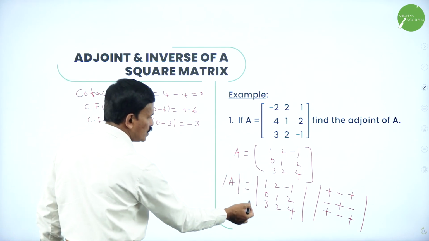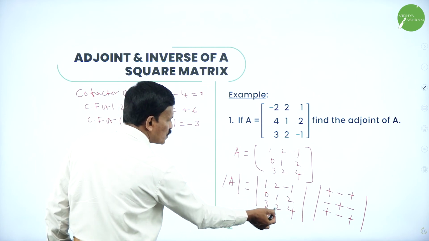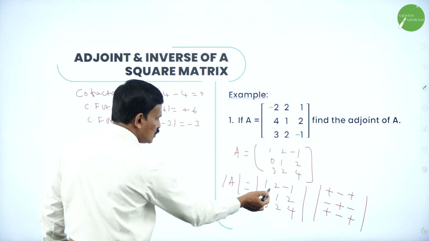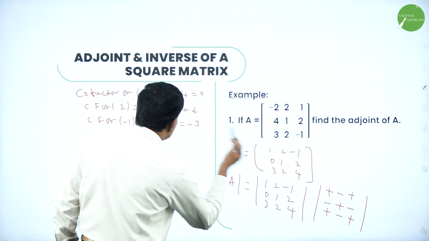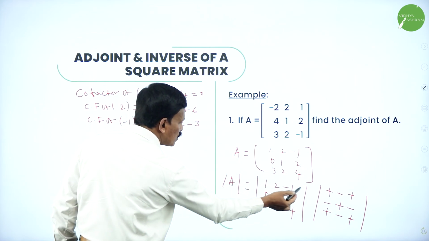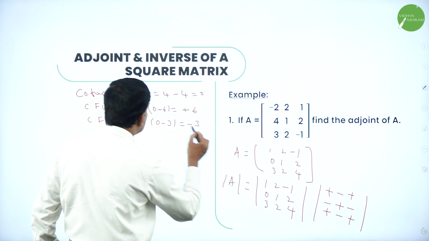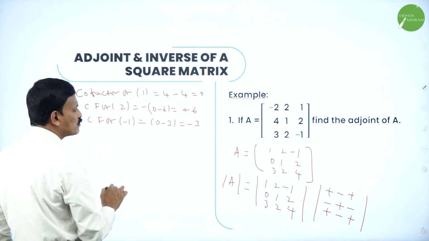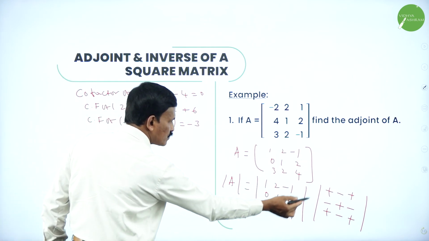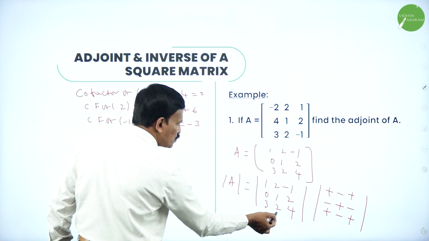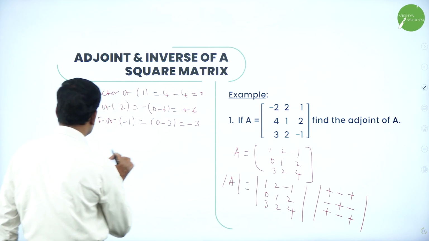cofactor of 1 is, delete this row and column. 1 4s are 4, minus 2 2s are 4, 0. Cofactor of 2 is negative, it is minus. This row and column is gone. 0 into 4 is 0, minus 6 is minus, of minus it is plus 6. Cofactor of minus 1, it is positive, this is gone. 0 into 2 is 0, minus 3 is minus 3.